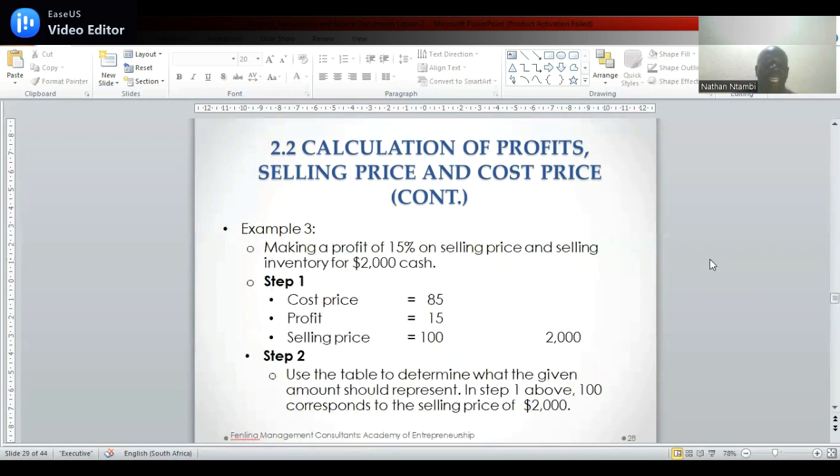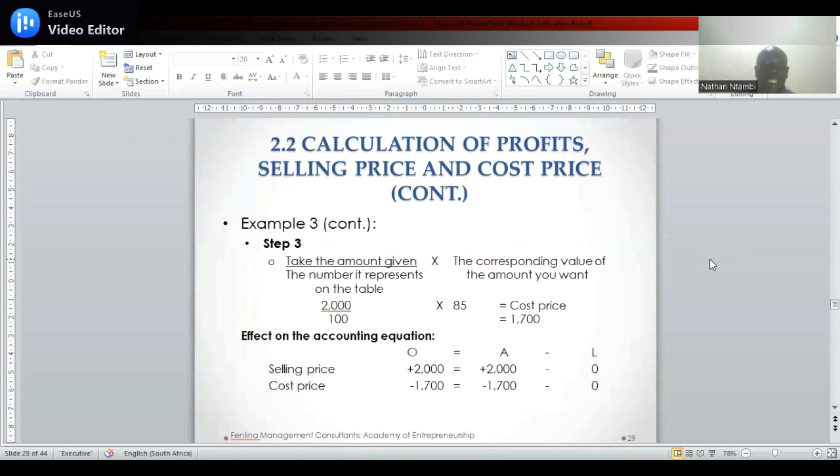Second step is going to be use the table to determine what the given amount should represent in step 1 above. Like what I've already mentioned, 100 corresponds to the selling price of 2,000. Step 3, take the amount given, divide by the number it represents on the table, multiply by the corresponding value of the amount you want, which is now 2,000 divided by 100 times 85, which is the cost price. And our cost price becomes 1,700.